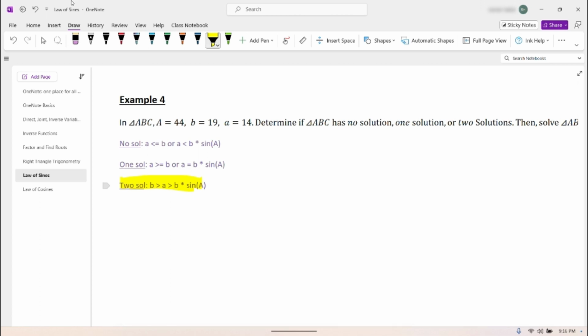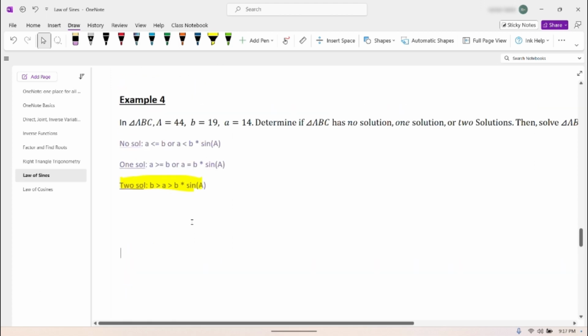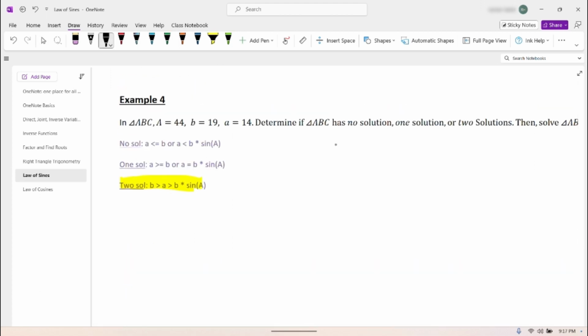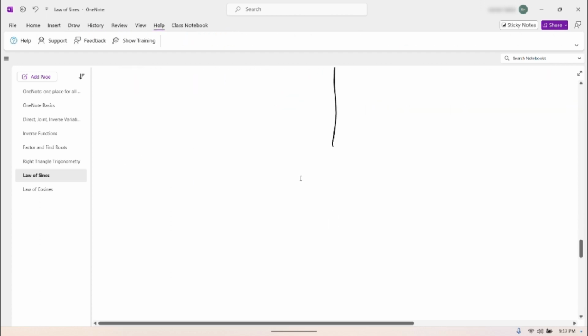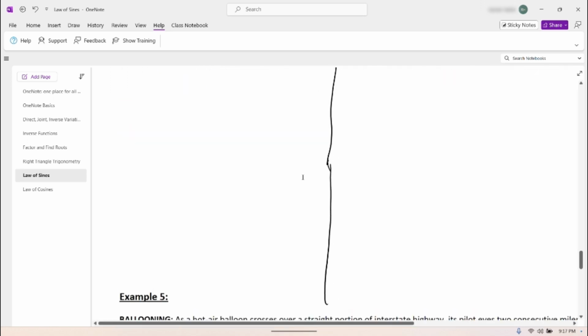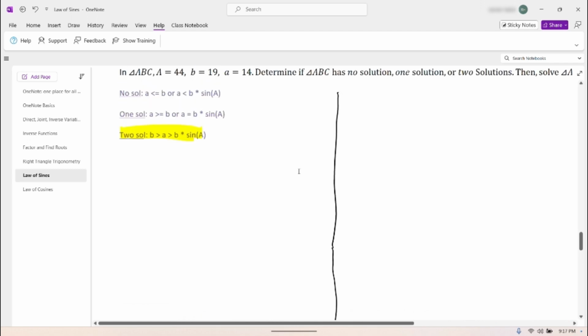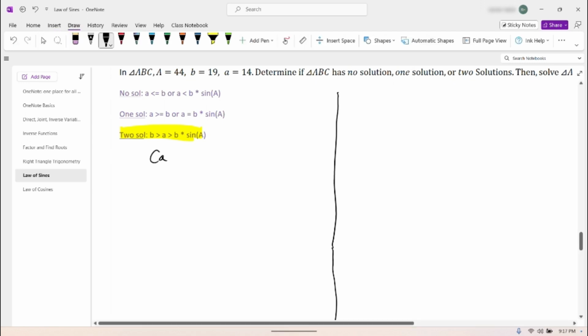So what we need to do now is have two cases. So I have case 1 and case 2. I'm going to make a little box, come all the way down, make a box. Each case will have its own block of solution here. So this is case 1, and then case 2 over here.